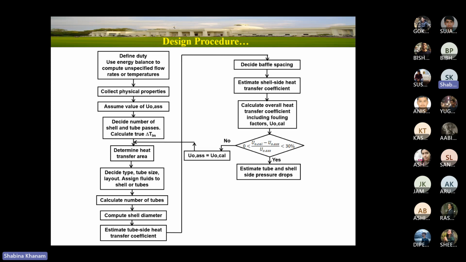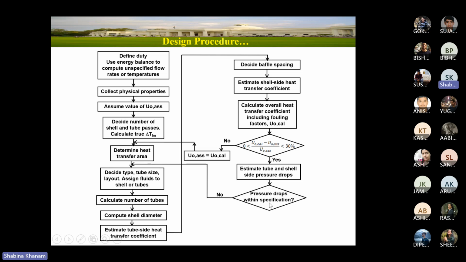Once it is done, you can calculate the tube and shell side pressure drop. Once you have the tube and shell side pressure drop, you can check that it is within a specified range, and that specified range we have already discussed in the last class. Once pressure drop and overall heat transfer coefficient are in the specified range, you can have an acceptable design, otherwise you need to proceed with this.